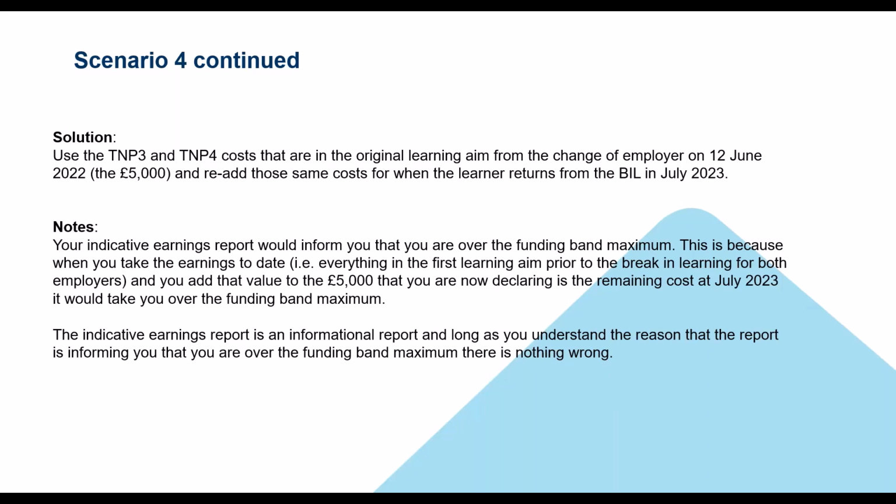Next slide. Okay, just to continue on the scenario for you. Use the TNP3 and TNP4 costs that are on the original learning aim from the change of employer on the 12th of June, the 5,000, and re-add those same costs for when the learner returns from that break in learning. And as I said, your indicative earnings report will inform you that you're over the funding band maximum. But as long as you understand why that is, and this only applies to this scenario 4, then there's nothing wrong with doing that. Okay, next slide, please.